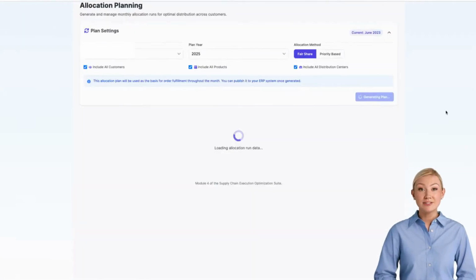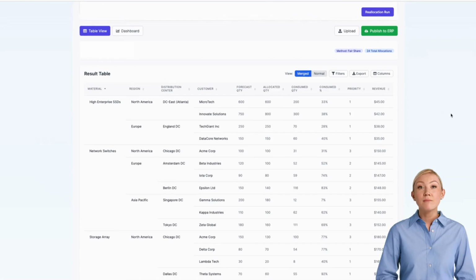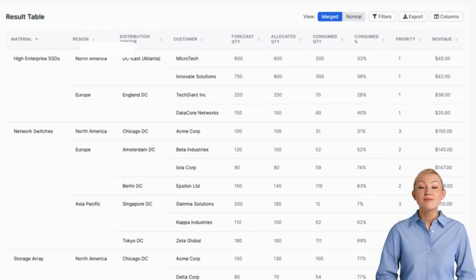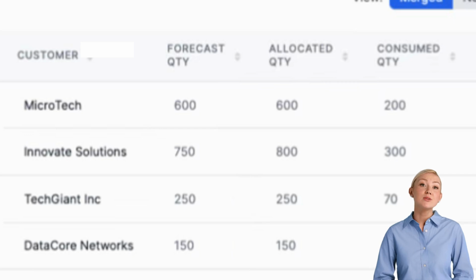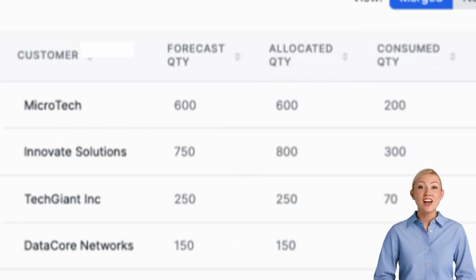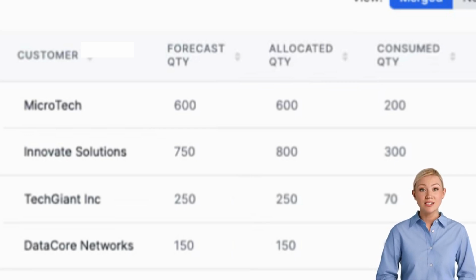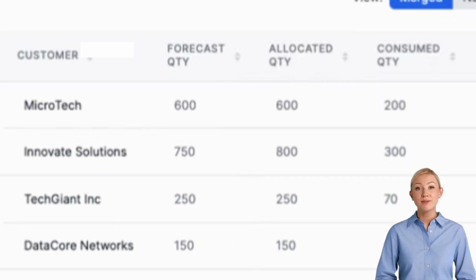After the reallocation run, see the improvement. Microtech's allocation increased from 400 to 600 units, a 50% increase that better matches their demonstrated demand and strategic importance. The system reallocated inventory from customers with lower consumption rates, such as Tech Giant, to maximize overall efficiency. This optimization ensures our top-performing customers have adequate supply while maintaining fairness across the portfolio.